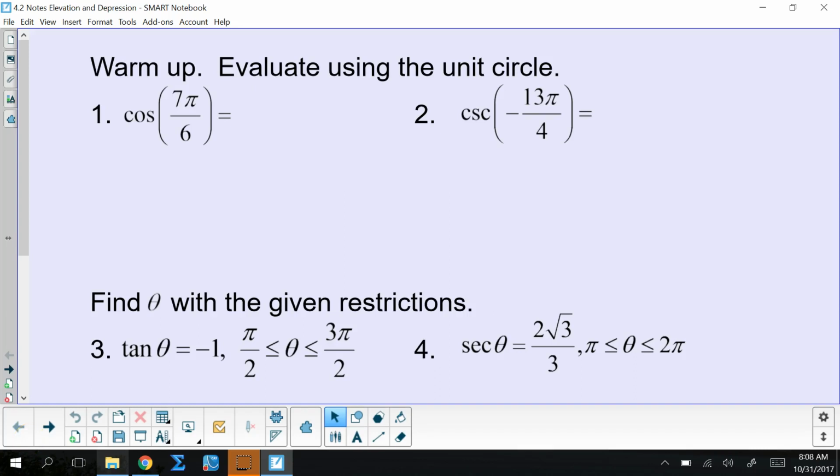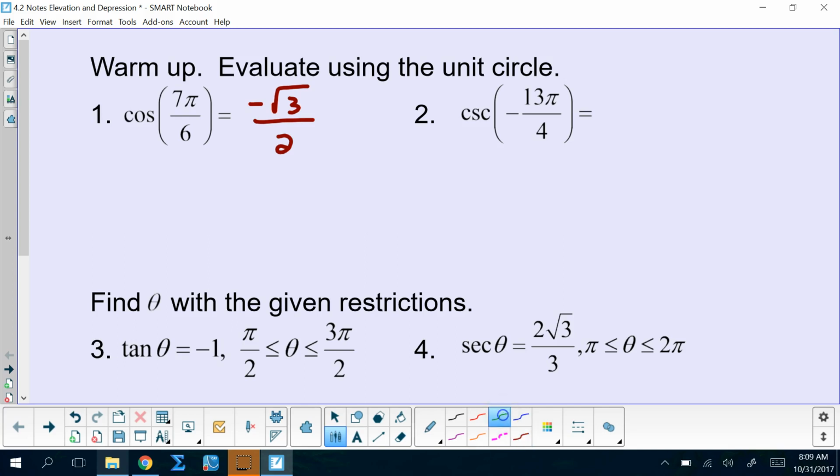All right. Cosine 7 pi over 6. What do we got? I like negative square root 3 over 2. Cosecant, negative 13 pi over 4. Cosecant. Square root of 2.